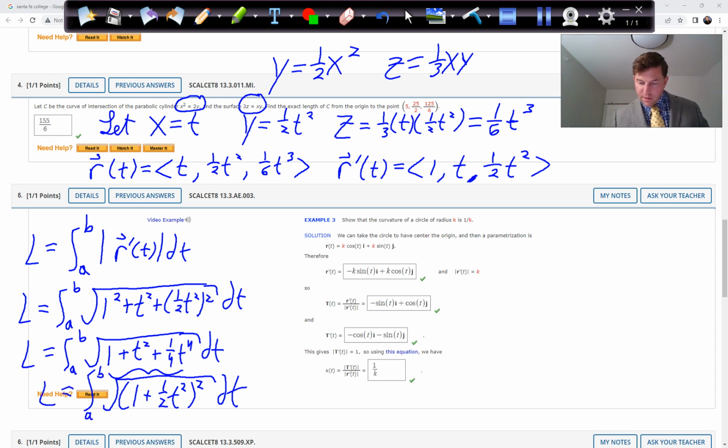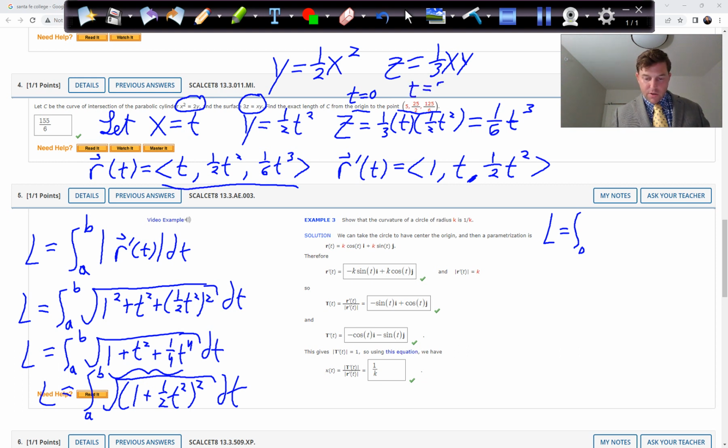So our length is, let's find out what a and b are before we go too far. Okay, so it says the origin. So the origin would be t equal to 0. So our a term is 0. And then this point, what's this point? Well, if you look at the vector t, 1/2 t squared, 1/6 t cubed, this t equals 5. So this point is t equal 5.